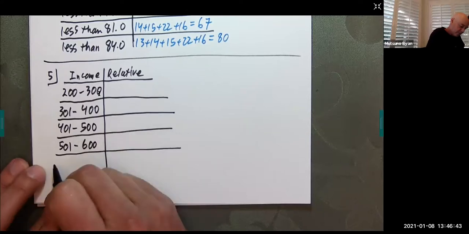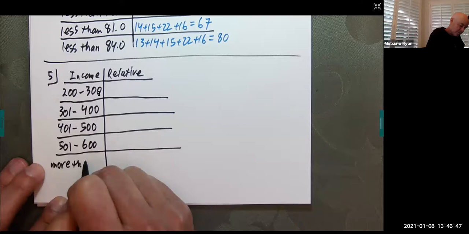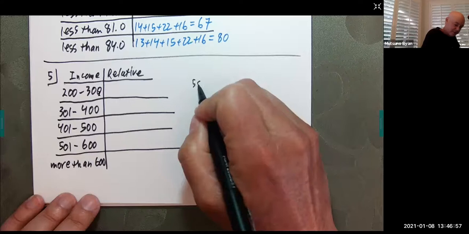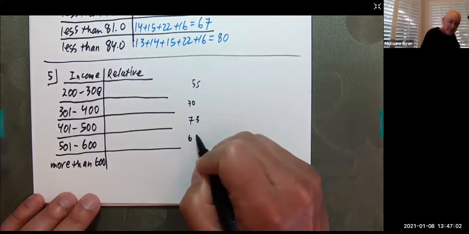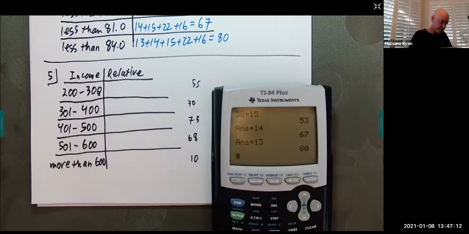And here we have the original one, and I'm just going to lightly mark this over here: 55, 70, 73, 68, and 10. This is the regular frequency distribution, that's in the actual problem 5. Now what I'm going to do is total all those. I need the total, and that'll serve as my denominator.